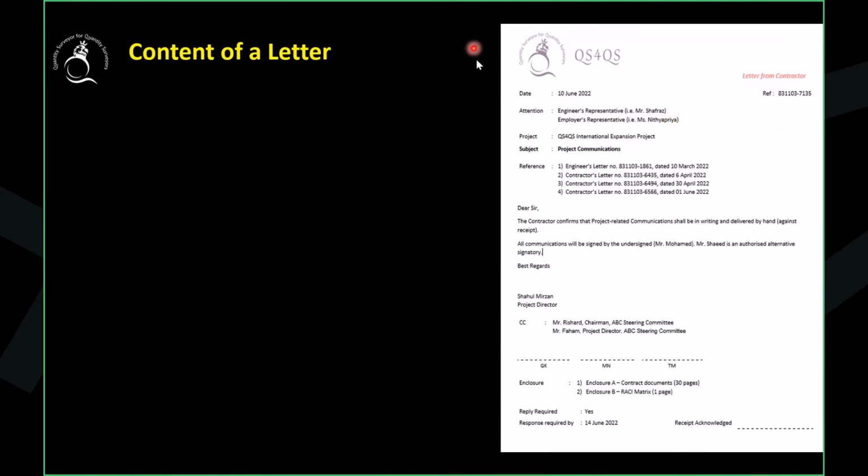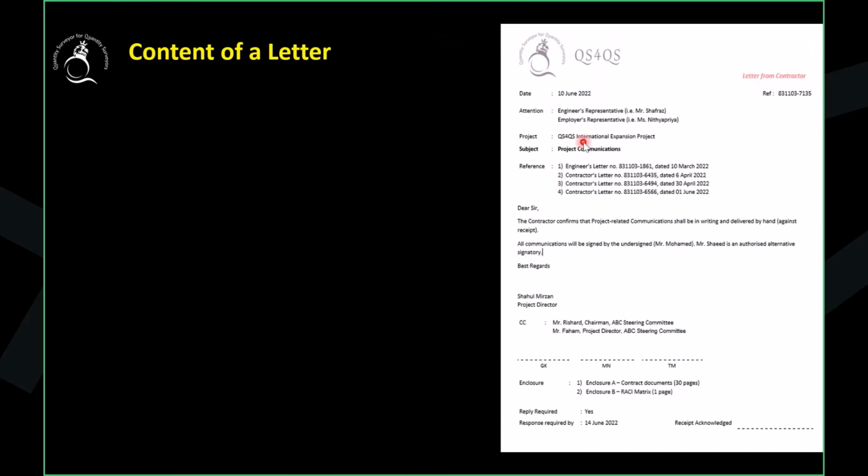Then you are going to put the project name and the subject of the letter. The objective of the letter should be reflected in the subject. If you are talking about something, that objective should be here. Here the title is project communication, so this letter is about project communication. But when we are talking about so many complicated things in contractual matters, that title should be very carefully drafted.